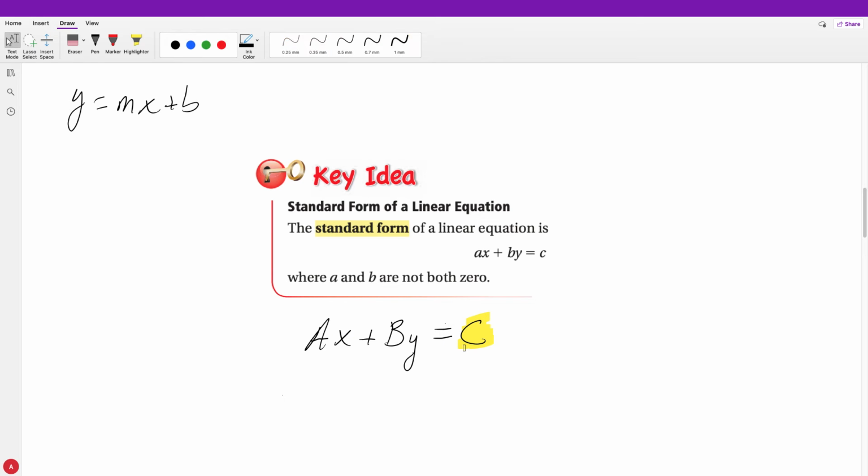So standard form is ax plus by is equal to c. In this case, we have our x's and our y's on the same side of the equation, and it's set equal to our constant. In slope-intercept form, it's set equal to y, and we know that we're given our slope and our y-intercept. In our standard form, it's set equal to a constant. So that's what you must be able to identify.